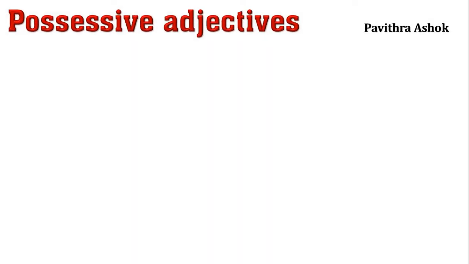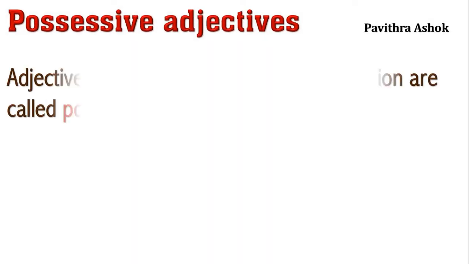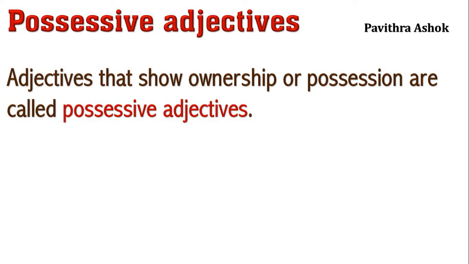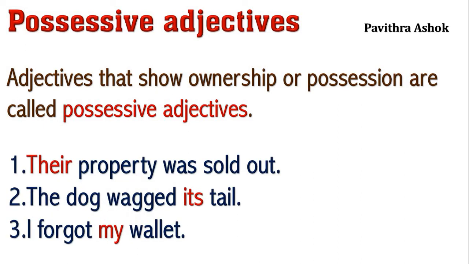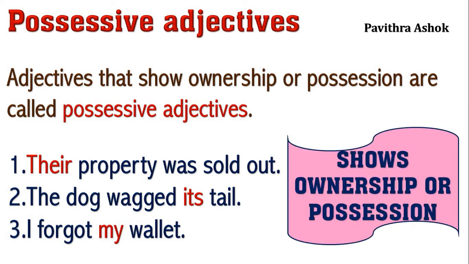Next, we'll move on to possessive adjectives. Adjectives that show ownership or possession are called possessive adjectives. For example, their property was sold out. The dog wagged its tail. I forgot my wallet. In these sentences, the highlighted adjectives tell us about ownership: their property, its tail, my wallet. They are called possessive adjectives.